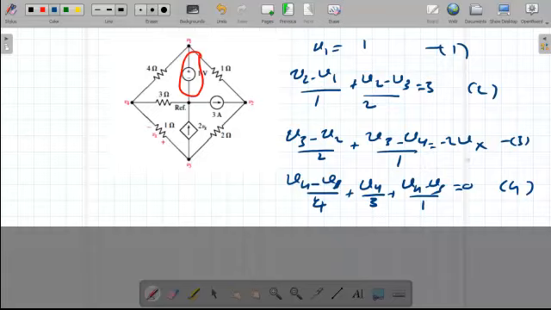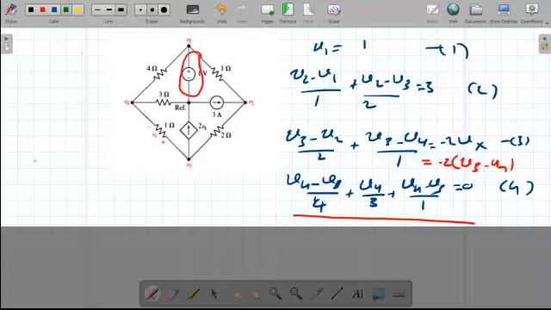We have here Vx, so we cannot solve the third equation directly. Look at your circuit. Vx is equal to V3 minus V4. So we say that this equals minus 2 times V3 minus V4. What is Vx? Vx is actually V3 minus V4. All the other equations are okay. So we just need to organize these equations.